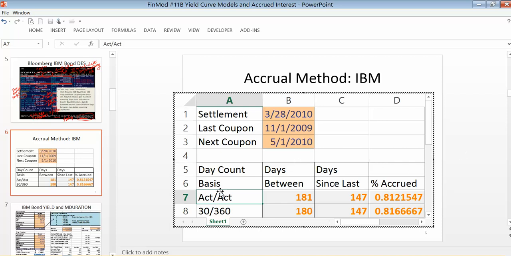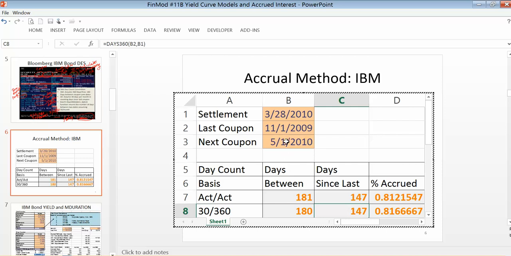For this bond, and there are a number of ways of calculating the number of days between dates in finance. For all corporate bonds, we use a 30-360 day count convention, and this is only used for calculating accrued interest. This strange day count convention just assumes there are 30 days in every month. So if you're going from November 1st, 2009, and figuring out how many days to 3/28/2010, I would just start counting days, assuming there are 30 days in November, 30 in December, 30 in January, 30 in February, and then add 28 days for March. If I do that, I actually do get 147.